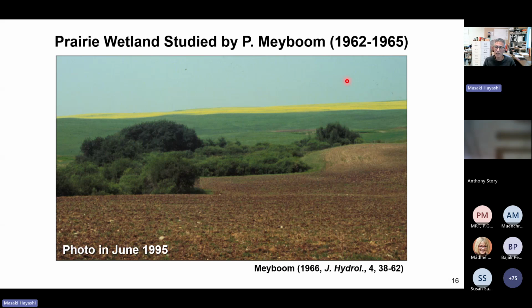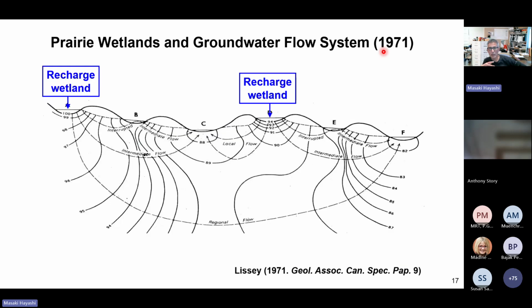Of course, Maibum was working on this wetland right when the flow system concept was developed by Joseph. And there was a lot of influence of the ongoing discussion of groundwater flow systems on the colleagues of Peter and others. Al Lisi was a hydrogeologist working with Peter at the Geological Survey of Canada. He took the idea of the regional groundwater flow system and applied it to this prairie wetland setting.